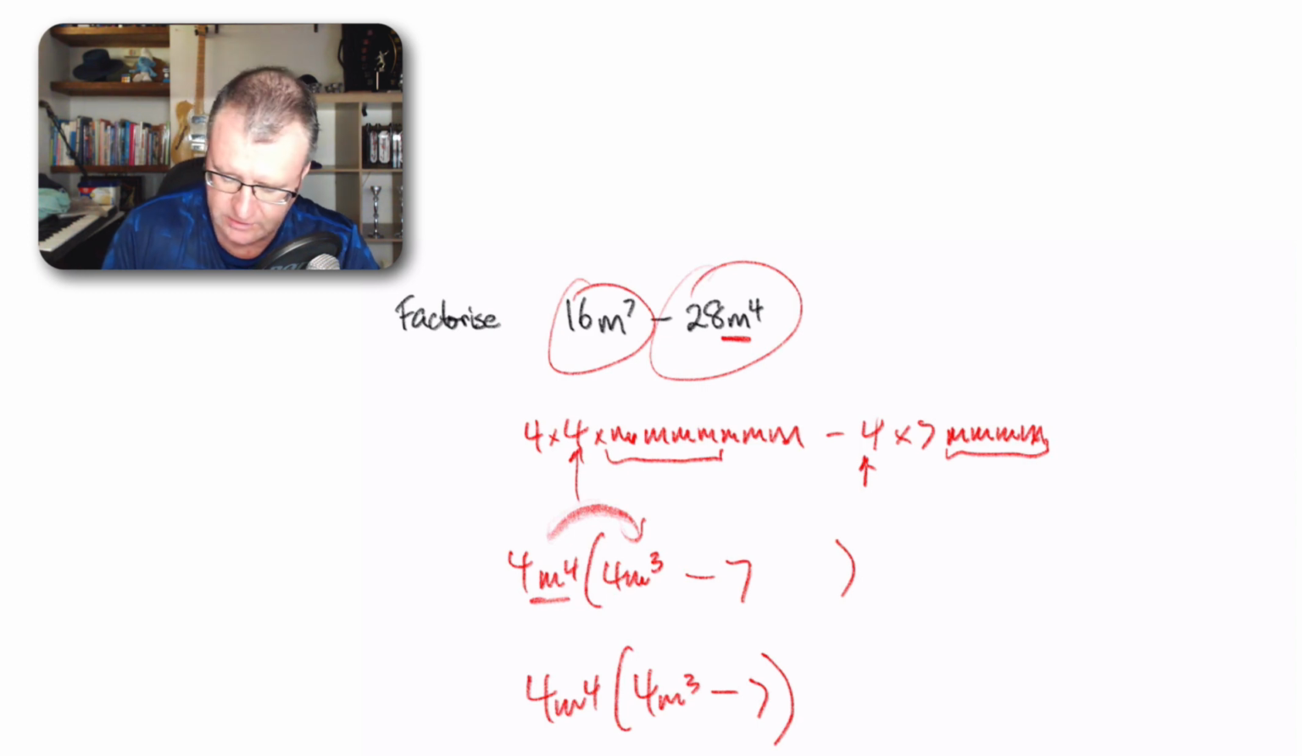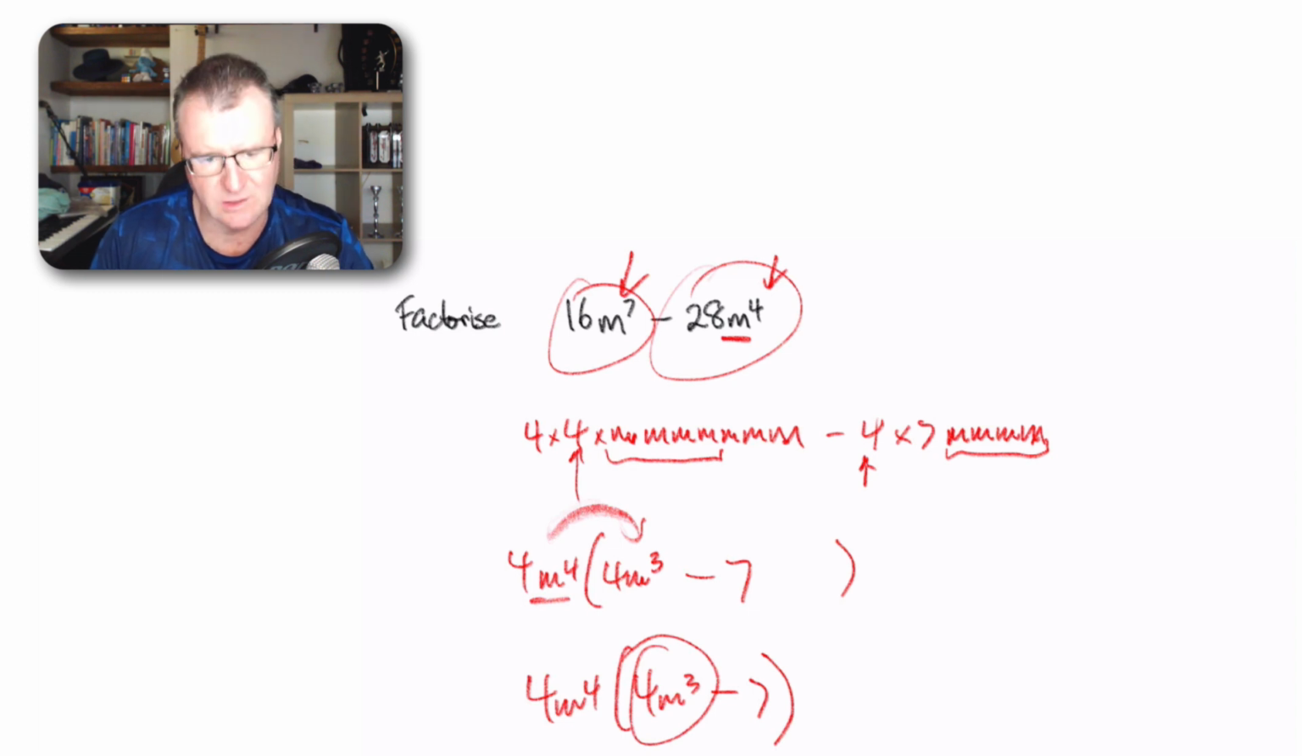If you don't feel like doing all of this, you could look at the numbers and just go, all right, well, I've got 7 m's up here, 4 here, so what's going to be left is the 3. So find a way that works for you, but that's the result that we're trying to get to.